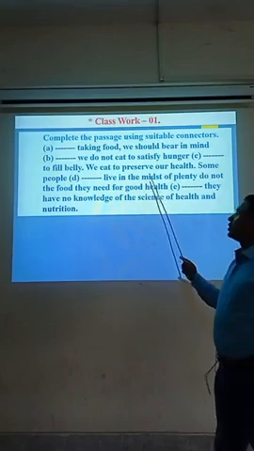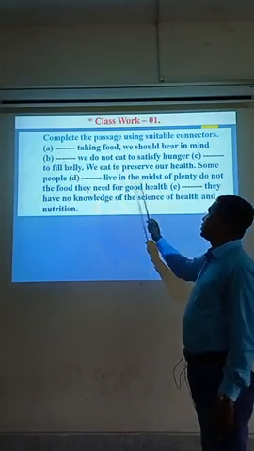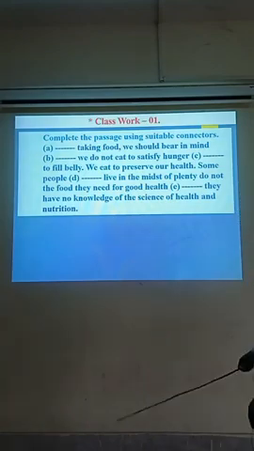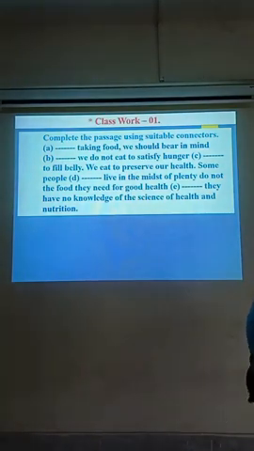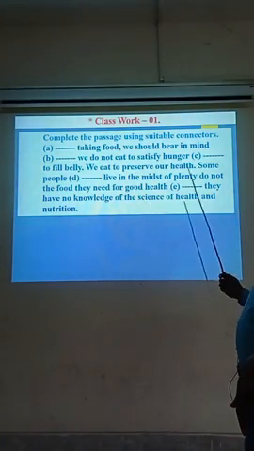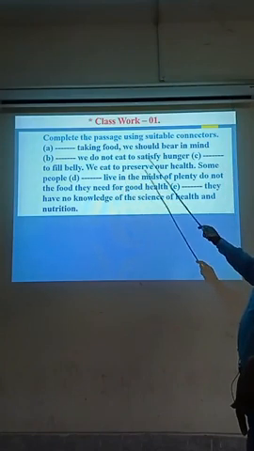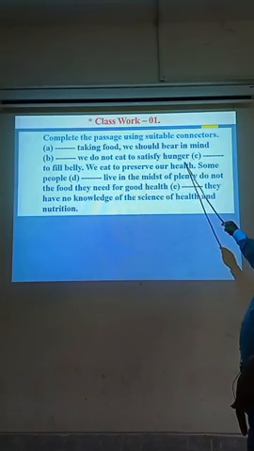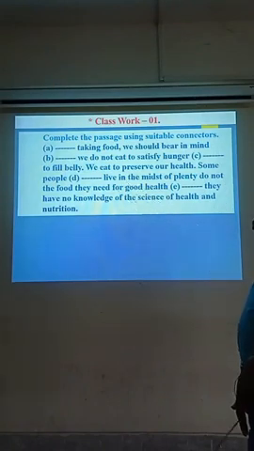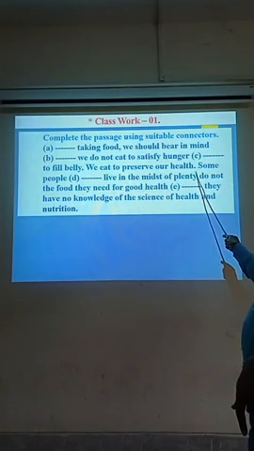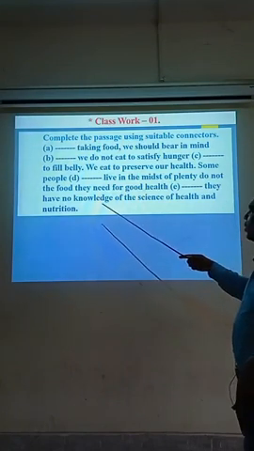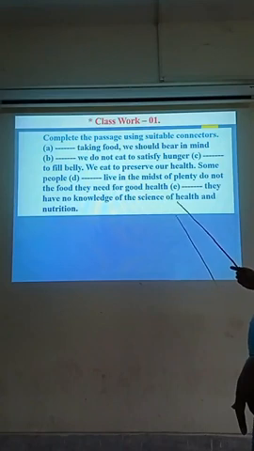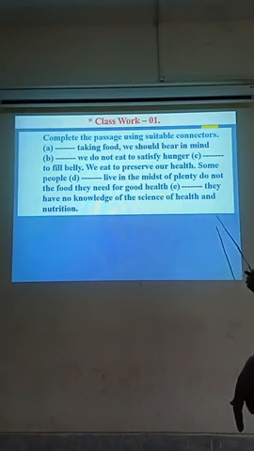There are 5 gaps, 5 blanks, number A, B, C, D and E. These are the 5 gaps, and you have to fill in the blanks. And you can think, number A, taking food, we should bear in mind we do not eat to satisfy hunger, to fill the belly. We eat to preserve our health. Some people live in the midst of plenty, do not the food they need for good health. They have no knowledge of science and health and nutrition.